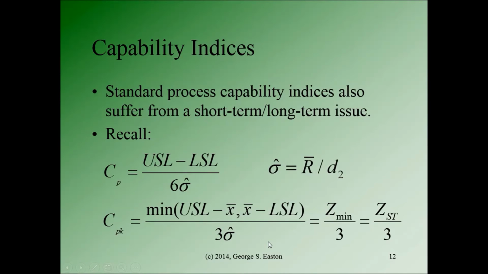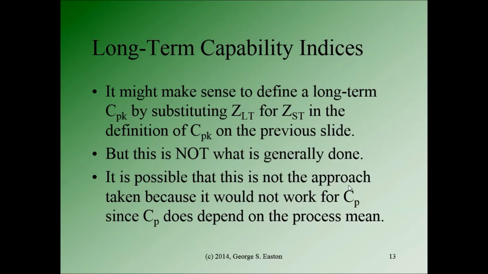limits. Using the notation that we defined on the previous slides, the C sub pk can be defined as z min over 3, or equivalently the z short term over 3. Now based on what I've described in these slides so far, it might make a great deal of sense to define a long-term C sub pk by simply substituting the z long term for the z short term in the definition of the C sub pk on the previous slide.